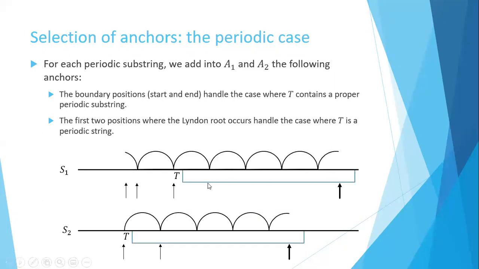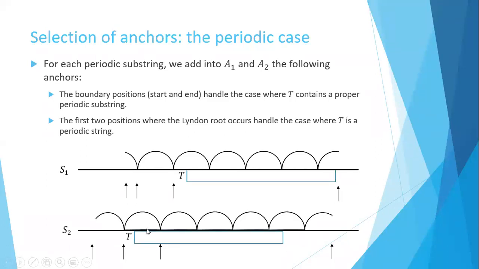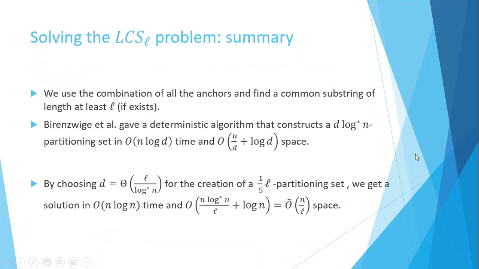And the idea is that if T intersects with this run, then taking the end position of the run, of course in both S1 and S2, will be a synchronized position. And if T entirely resides within the run, then we can look at the leftmost position of T inside the run. And we can see that taking the Lyndon root, here it's the first and here it's the second, we can see that it creates a synchronized position.